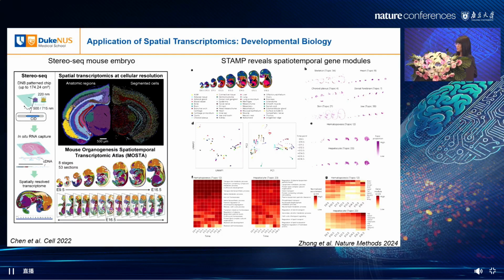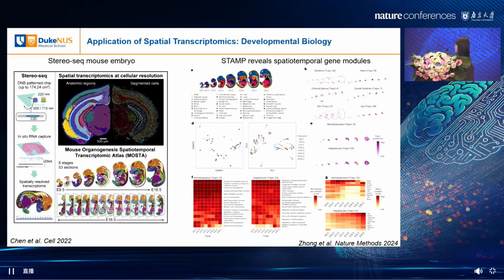So spatial transcriptomics has been widely applied to all aspects of biology, for example, developmental biology. In this example, our collaborators at BGI used Stereo-seq to profile the transcriptomes of mouse embryo at 8 different stages from E9.5 to E15.5.